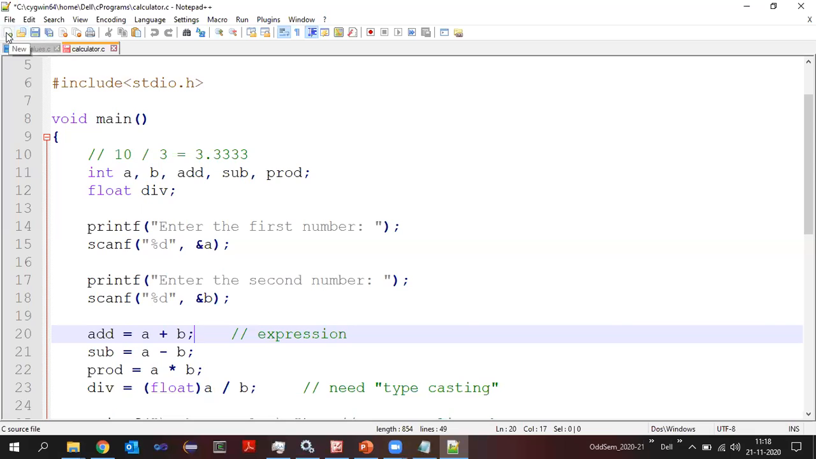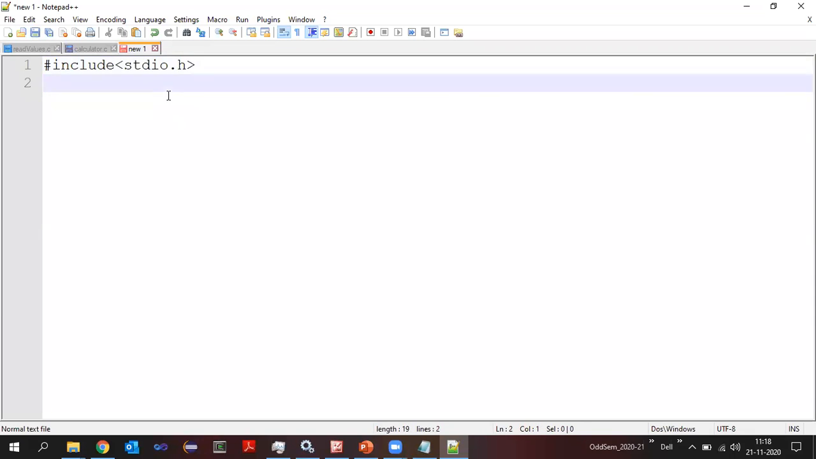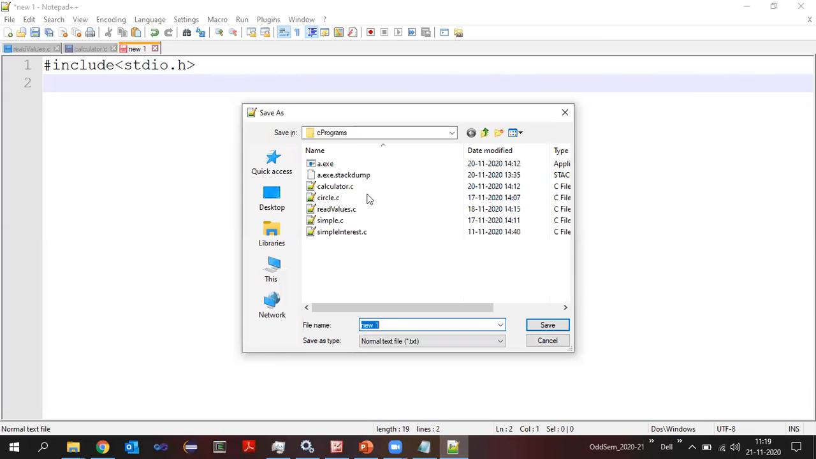I will take a new file here, and the first step is that I will save this file for the color contrast. So hash include stdio.h. Let me save the program first and give it a name. As we are looking at relational operators, the name is relational_operators_demo.c. After relational, there is one special symbol, it is not a dash, it is an underscore. Then I will save the file.